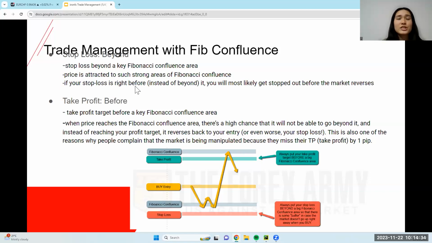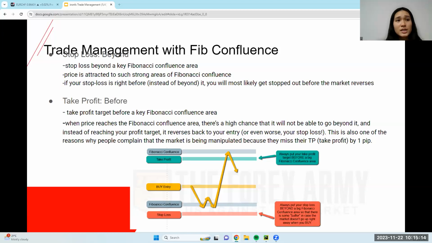And the reason for that is because price is attracted to these strong areas of confluence, be it Fibonacci or whichever indicators you prefer to use. And if your stop loss is right before instead of beyond your confluence area, the chances are that you will most likely get stopped out before the market reverses. Okay, and that's basically one of the reasons why most people might wonder why exactly they got stopped out right when the market starts to reverse. And then they often complain about stop hunting.